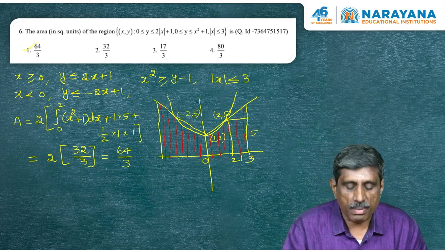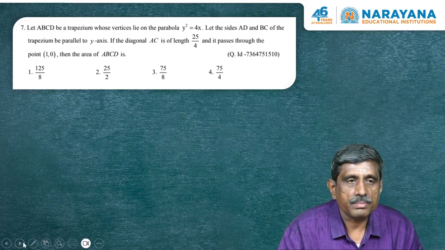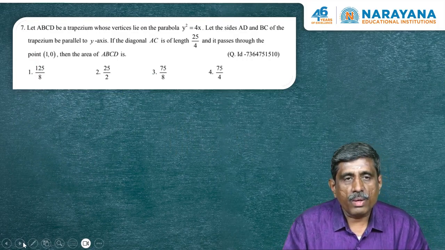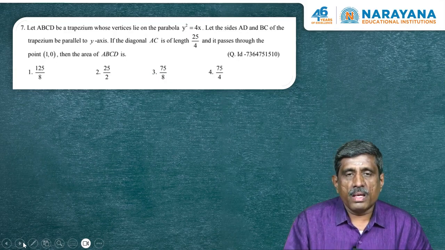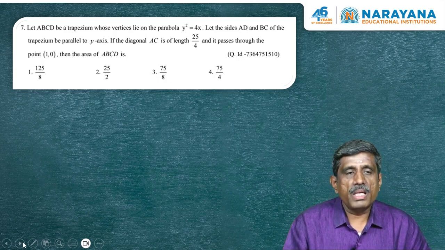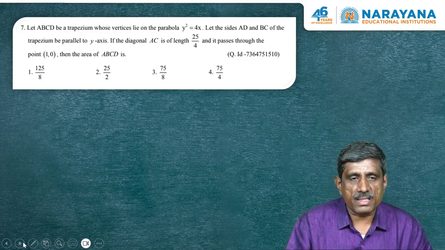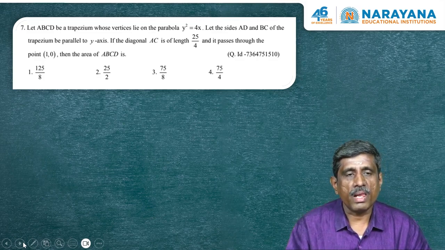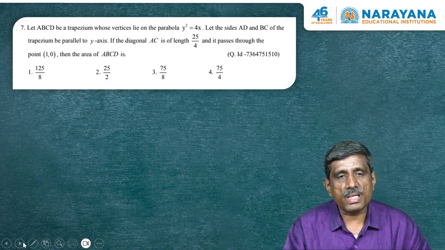This is question number 6. Let us move on to question number 7. Let ABCD be a trapezium whose vertices lie on the parabola y square is equal to 4x. Let the sides AD and BC of the trapezium be parallel to the y axis. If the diagonal AC is of length 25 by 4 and it passes through the point 1 comma 0, find the area of the trapezium ABCD. You understand 1 comma 0 is the focus of the parabola.